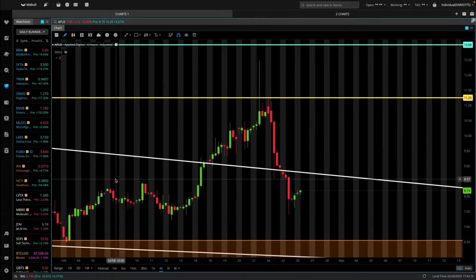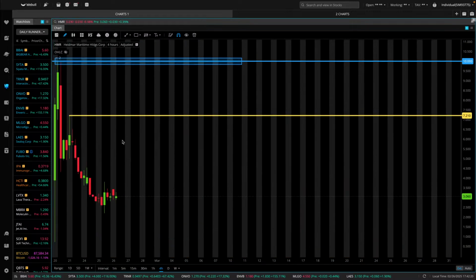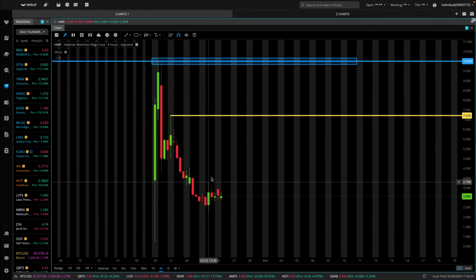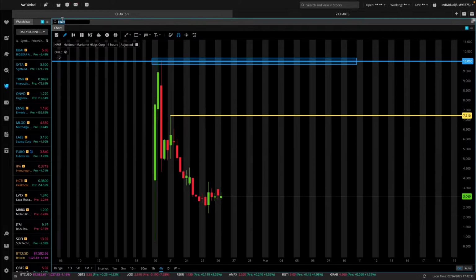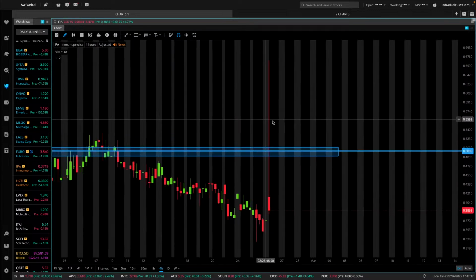HMR, this is the biggest pump and dump. Well, one of them. For me, I'm not interested in something like this. Nothing. Bearish, downtrend. You want to take a trade, maybe above 380, but nothing on that at all.